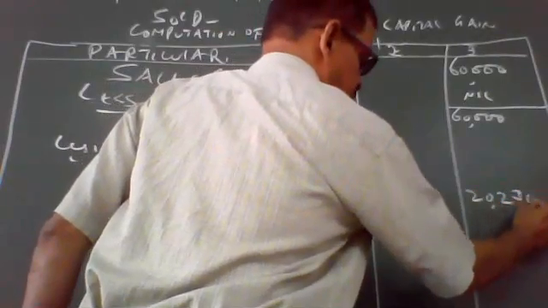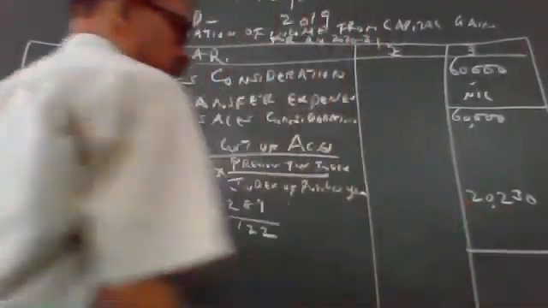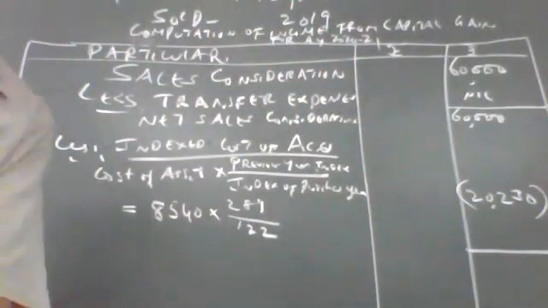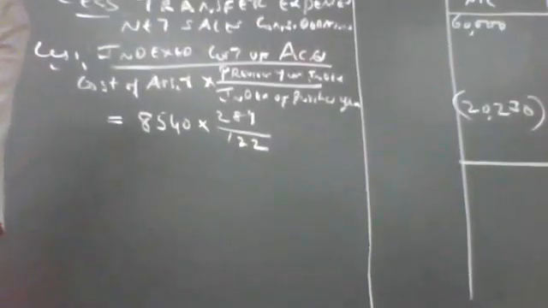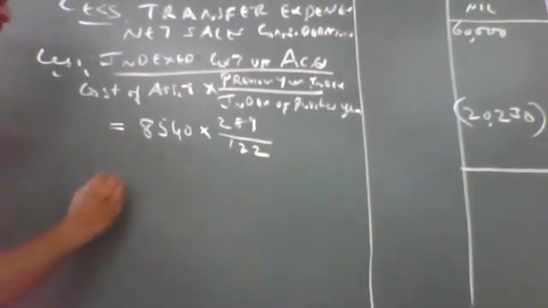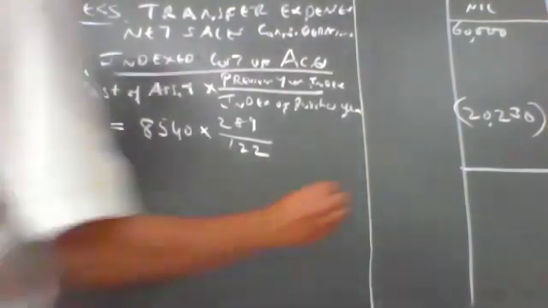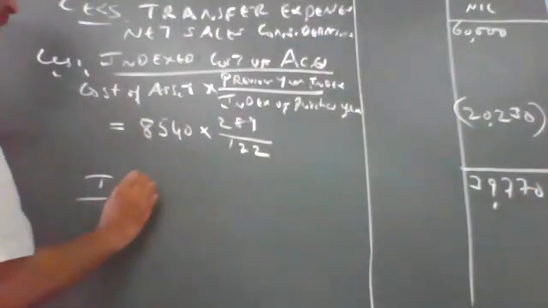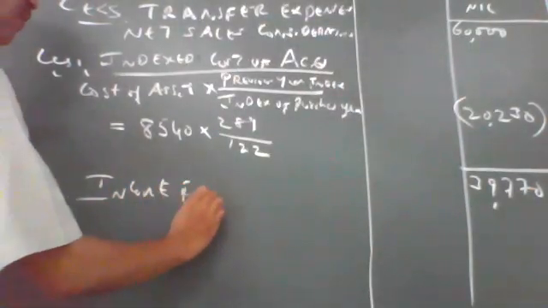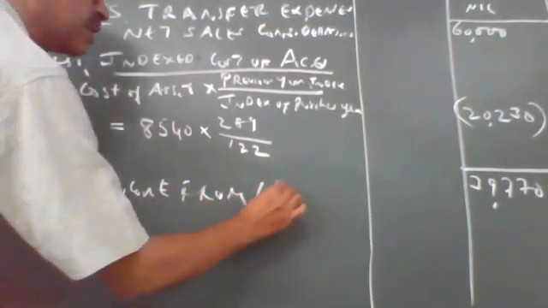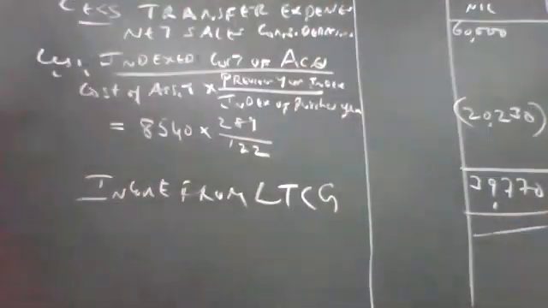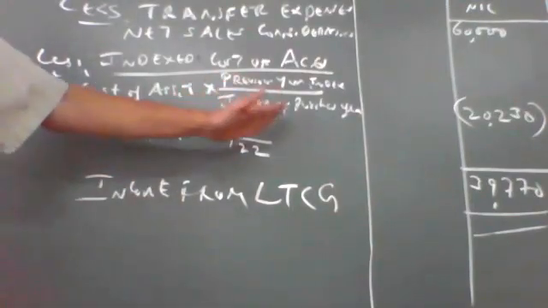Now subtract it from the net sales value. This should be subtracted, so you will get the income from long-term capital gain: 39,770. This is the income from long-term capital gain. I am writing it in short form, LTCG, long-term capital gain. Sometimes they ask these in short questions, from the short category.